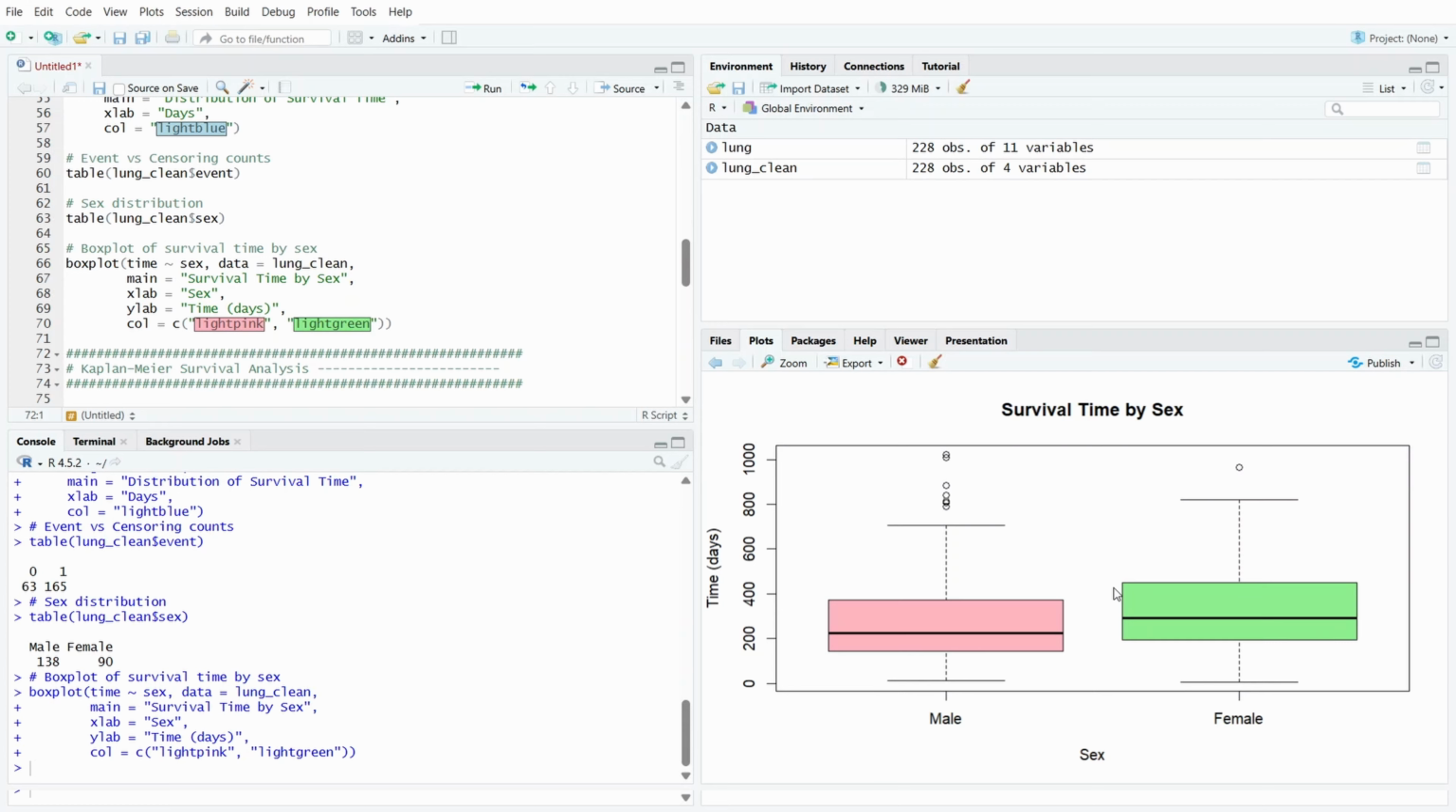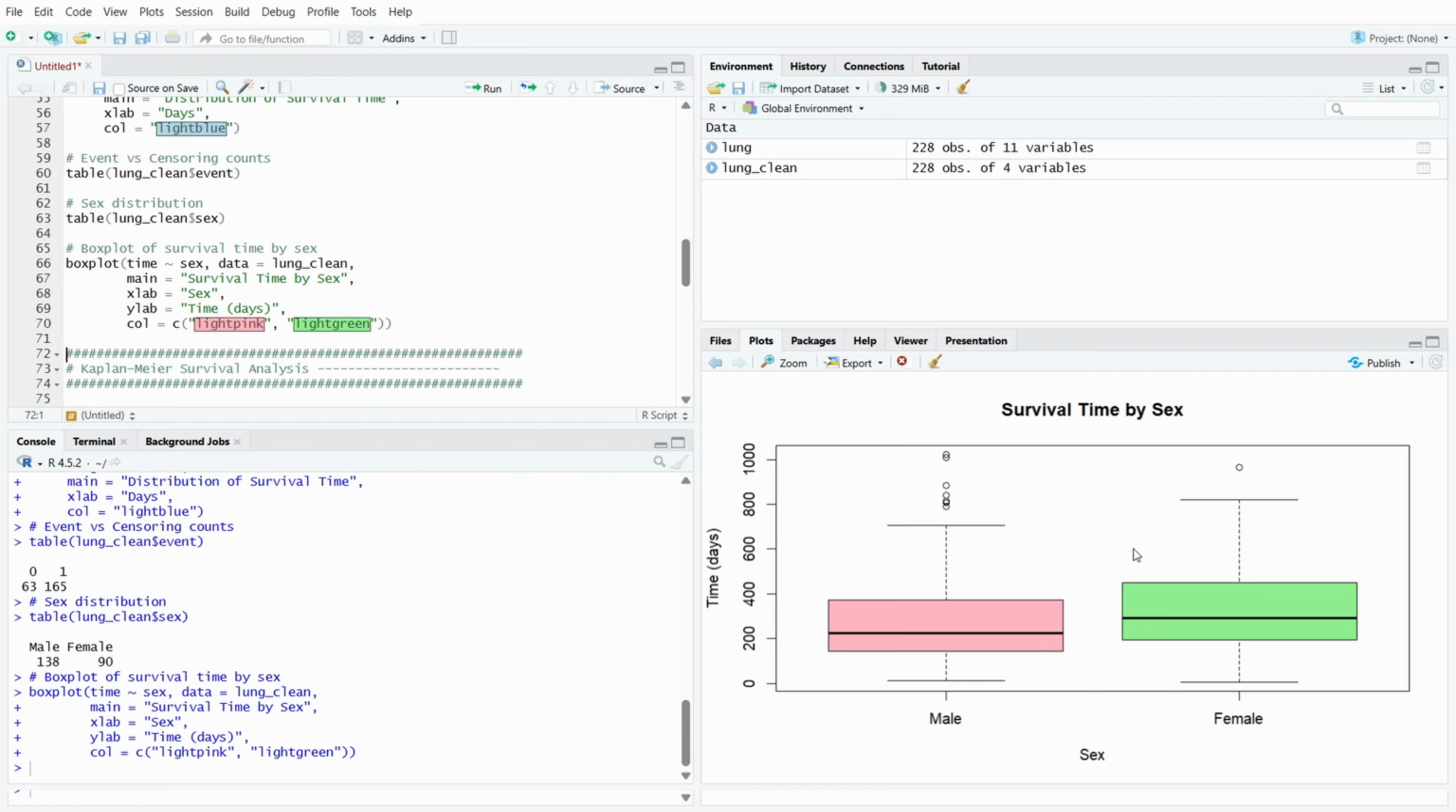However, the female group appears to have a slightly wider spread, indicating more variation in survival times. The whiskers, which extend from the boxes, show the range of most of the data, excluding outliers. Both males and females have survival times that extend from quite low values up to several hundred days, but females again seem to reach slightly higher upper ranges.